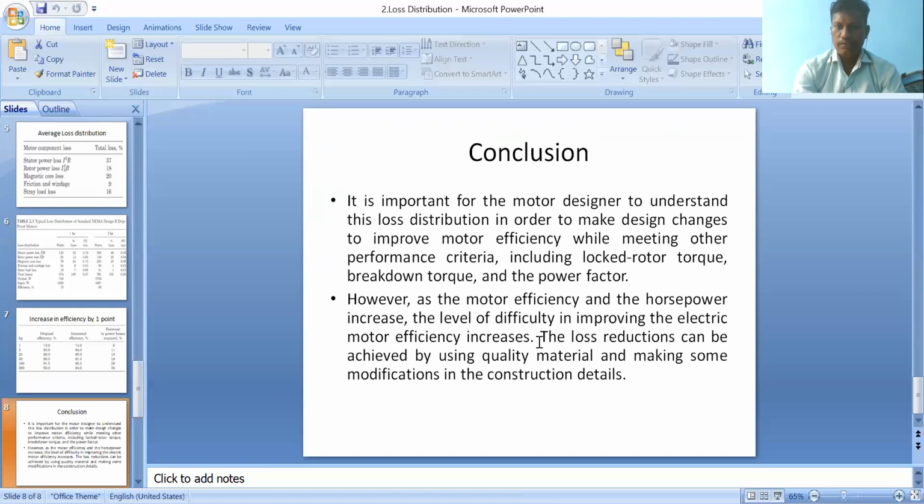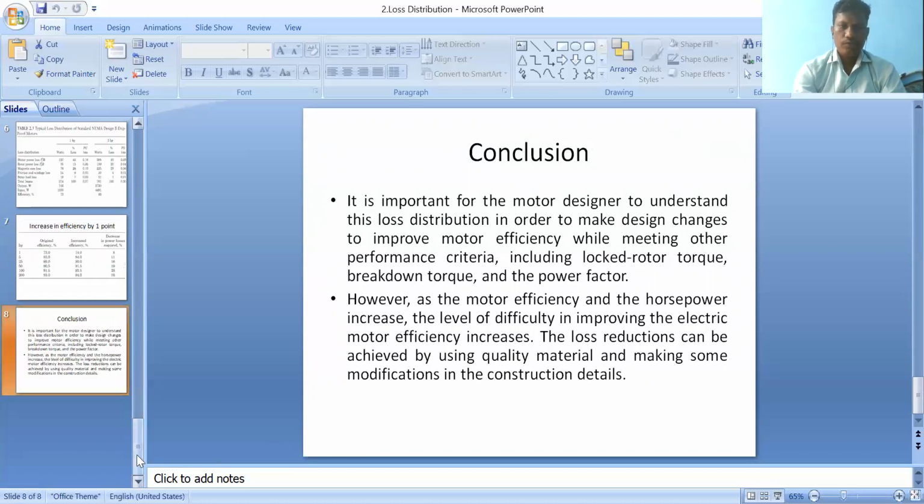Finally, loss reduction can be achieved by using quality material and making some modifications in the construction details. What are the modifications that can be done in the construction? High grade materials are used. By this, the loss distribution will by default also be reduced in energy efficient motors. Thank you.